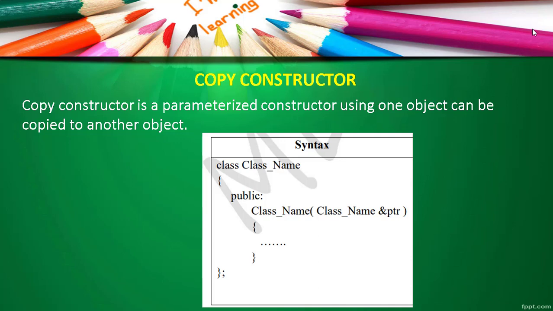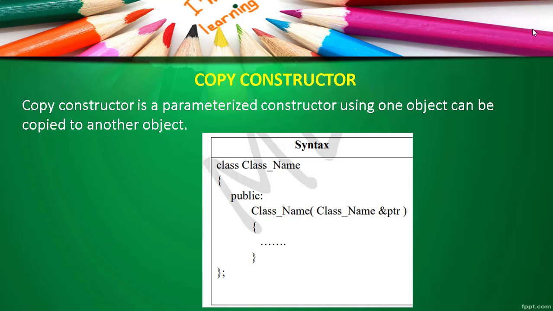Parameterized constructor, in our last class I told you, if there are any arguments or parameters in the constructor, then it is called a parameterized constructor. So a copy constructor will also have a parameter, and one object will be copied to another object. In that case it is called a copy constructor.